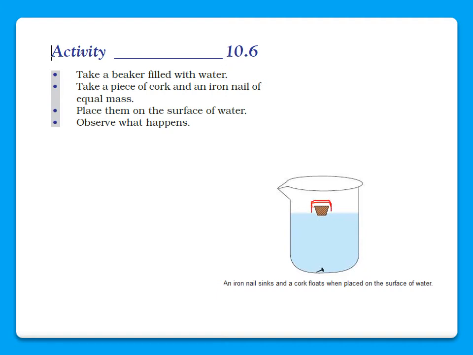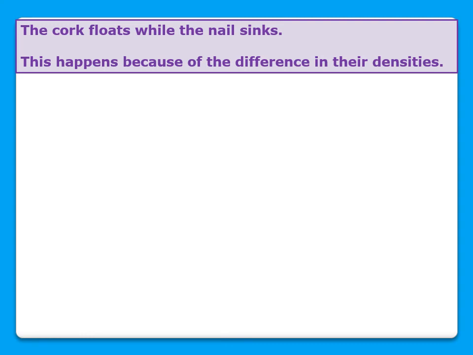Okay, and now place this piece of cork on the surface of water. Now this time what do you observe? At the time of the nail, you observe that the nail sinks. But when you try the same activity with the cork, what do you observe? The cork floats while the nail sinks.